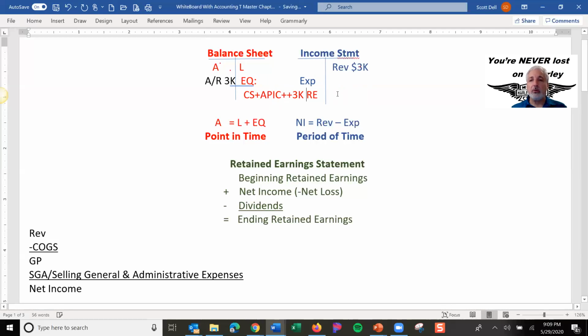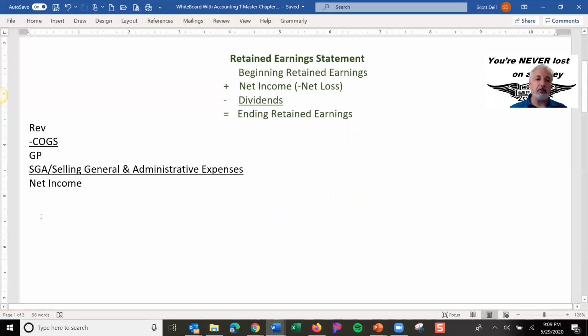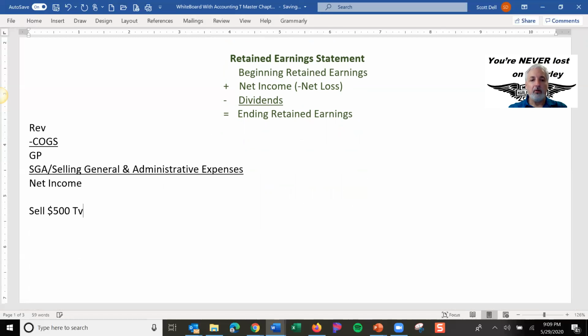But what happens if we sell a product? What happens if we sell a gallon of milk? What happens if Best Buy sells a TV? Well, we go from double entry accounting to quadruple entry accounting. So we have to record a couple of things here. We sell a $500 TV that cost us $400. So what entries are we going to make? Which accounts are going to be hit?